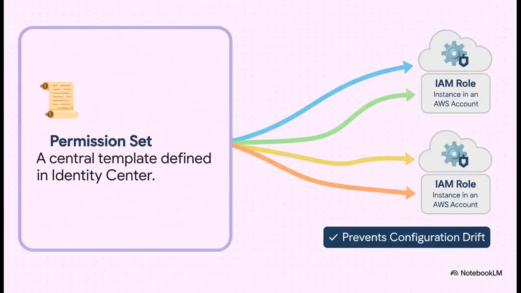Okay, this distinction is so important, and honestly, it's a point where a lot of people get tripped up. A permission set is this central template. It's the blueprint you define just one time. The IAM roles, those are the actual instances that Identity Center automatically creates and manages for you in every single target account. This is huge because it prevents configuration drift.